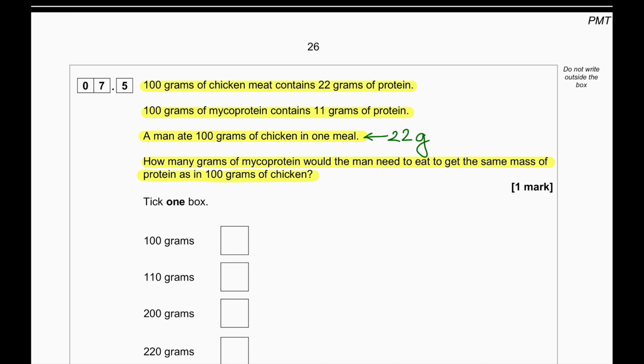To do this, because 100 grams of mycoprotein gives 11 grams of protein, we need to multiply 11 by 2, that gives us 22 grams. And we need to multiply the 100 grams by 2, that gives us 200 grams. So 200 grams will be the answer.